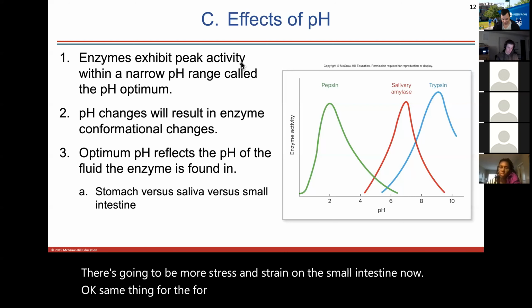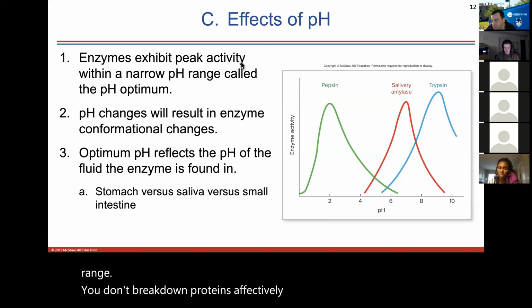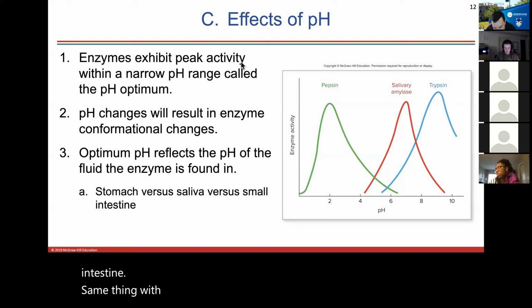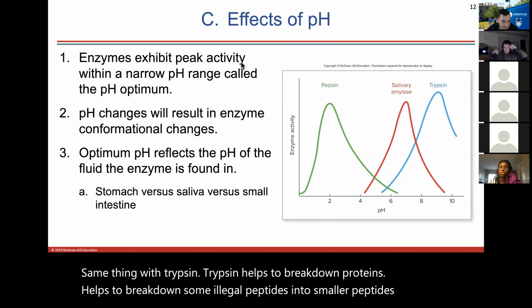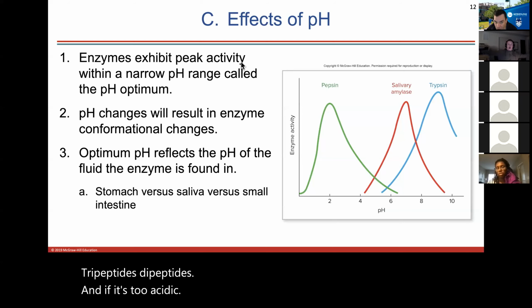If pepsin's not within that little bitty range, you don't break down proteins as effectively within the stomach, and then you're not going to absorb proteins as effectively within the small intestine. Same thing with trypsin. Trypsin helps to break down proteins, helps to break down some oligopeptides into smaller peptides, tripeptides, dipeptides. And if it's too acidic, that thing does not function at all.